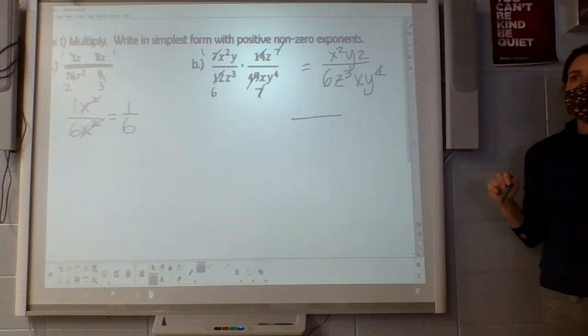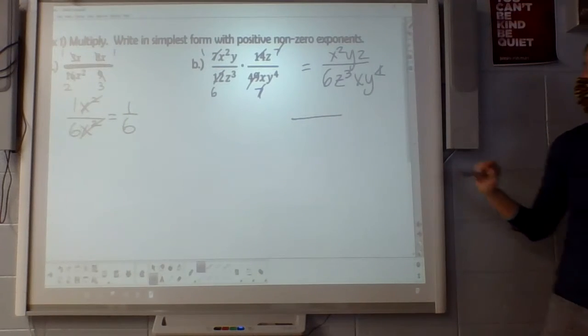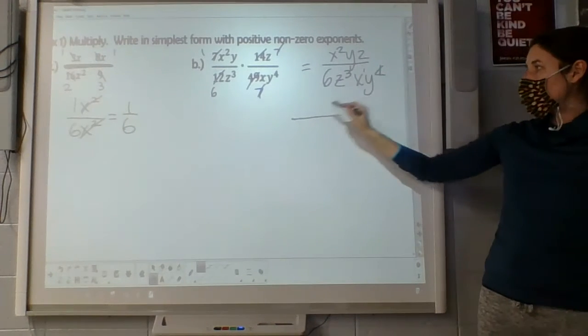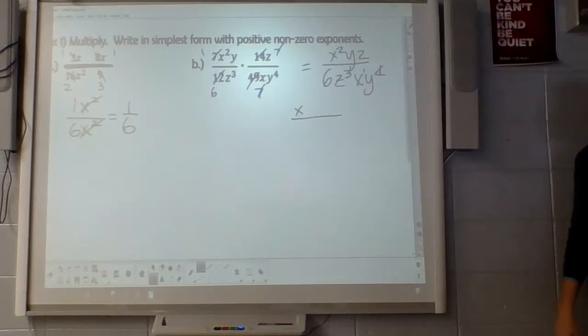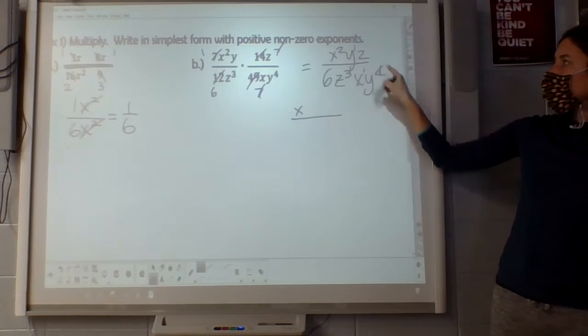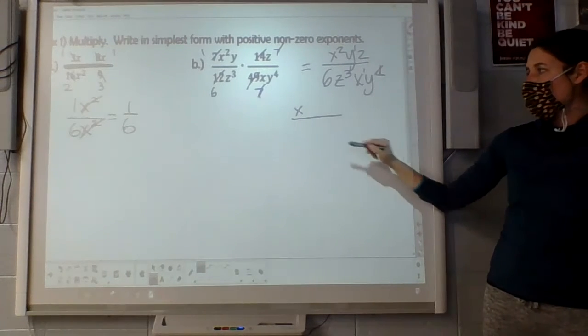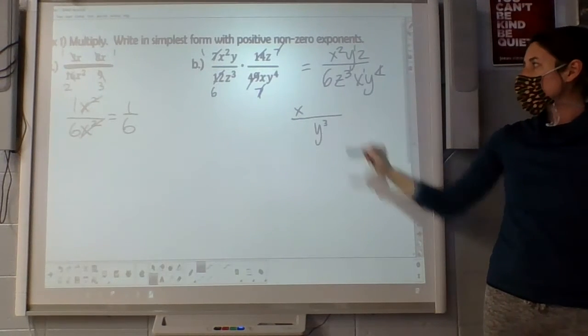Okay, where are there more x's? Top. How many more? 2. 1. There's a 2 and then 1. So one more. Okay. How about the y's? There's 1 on top, 4 on the bottom. So how many more on the bottom? 3. Very good.